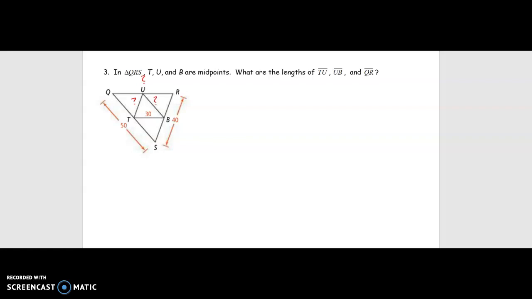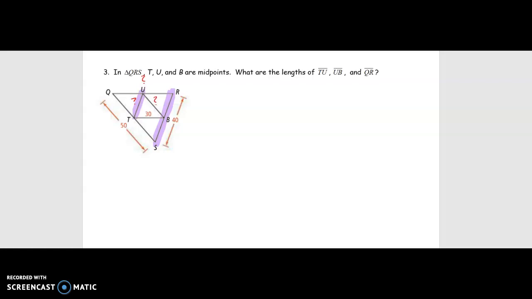Now to help us find it, they actually gave us some information here that we can use. So let's first find TU. TU, if you notice, is parallel to the side SR. So notice when you have parallel sides, they're not touching, they're not along the same line, they're across from each other.